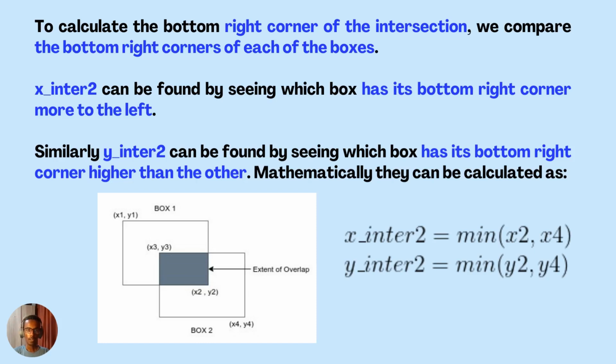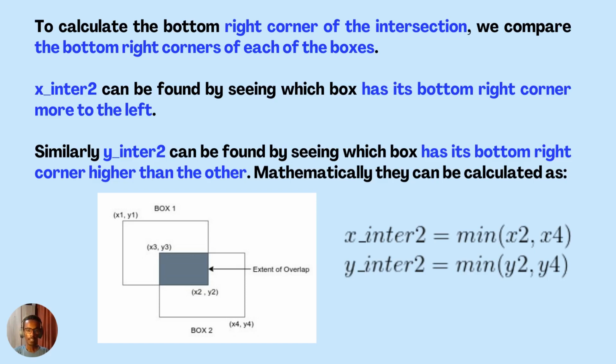And in order to calculate the bottom right corner of the intersection, we compare the bottom right corners of each of the boxes. So the bottom right corner of box 1 is x2 and y2, and the bottom right corner of box 2 is x4 and y4. So we compare the x coordinates for the bottom corners of the two boxes. In this case, x inter 2 can be found by seeing which box has its bottom right corner more to the left.